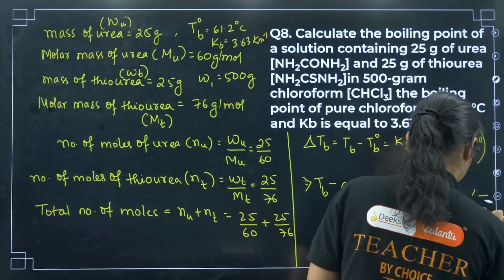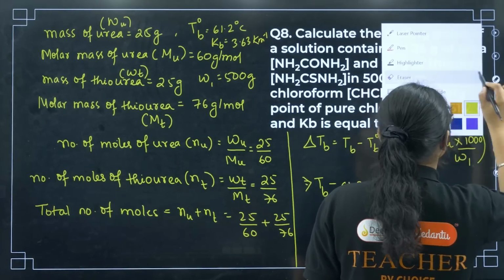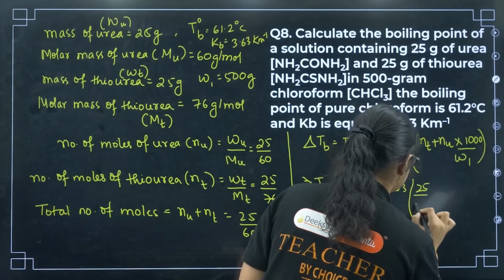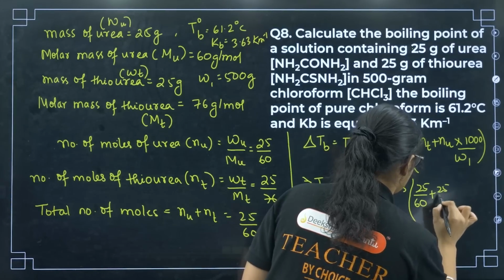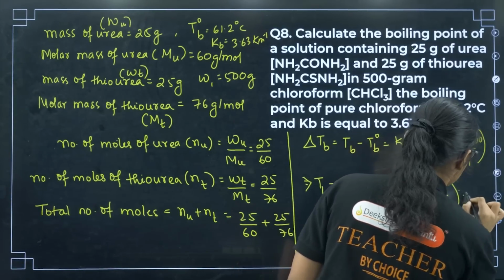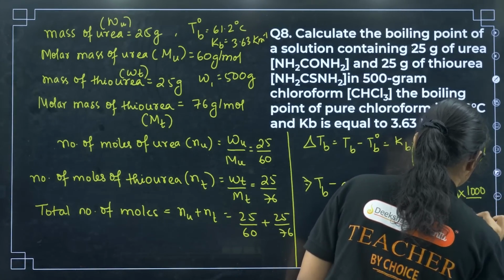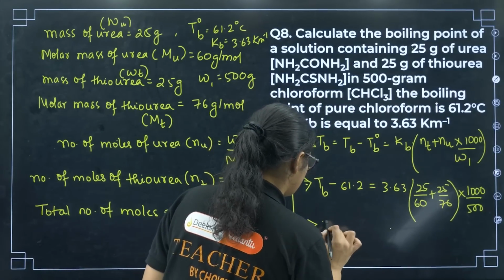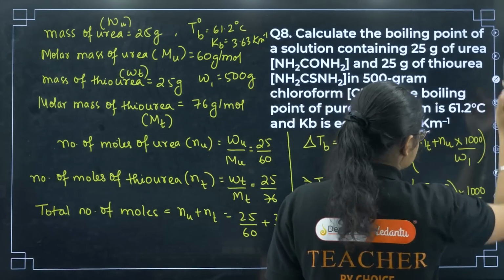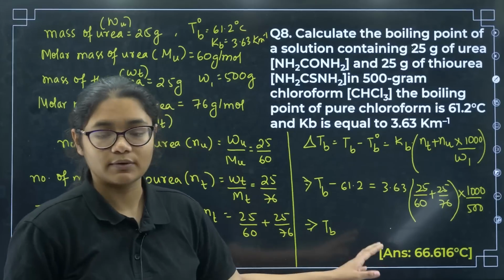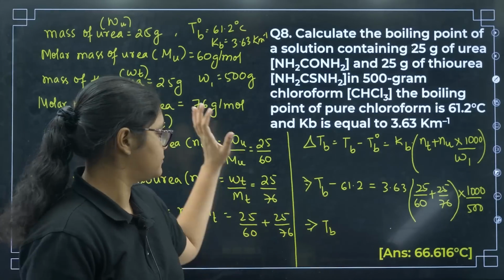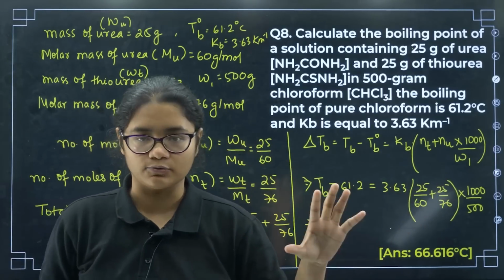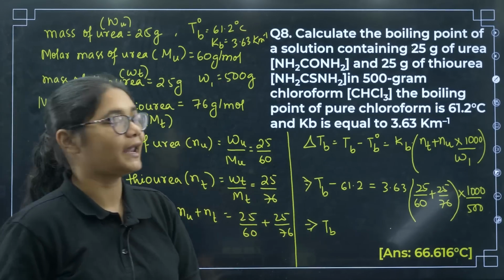Just a minute, I'm short of space here, so I will write 25 by 60 plus 25 by 76 into 1000 by 500. Clear? Now you can solve this and you will get Tb value, which comes out to be 66.61 degree Celsius. Okay, so just put down all the values. So here the tricky part was to calculate the number of moles, total number of moles. How will you calculate correctly?